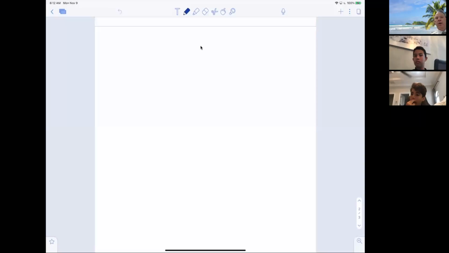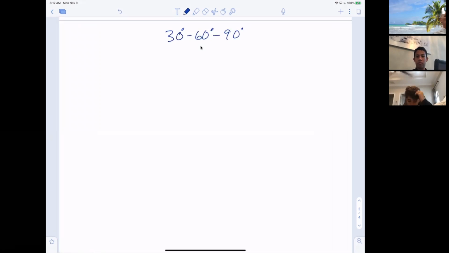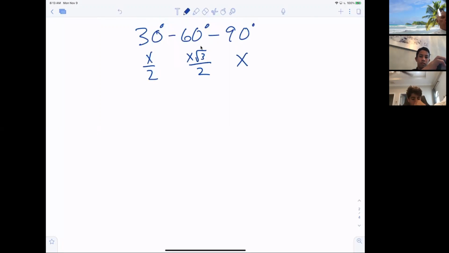All right. So today we're going to learn formulas for what's referred to as special right triangles. And we're going to start out with the 30, 60, 90-degree triangles. What I'm going to do is show you that generally they label the 90-degree side X. They label the 30-degree side X over 2. And they label the 60-degree side as X radical 3 over 2. I'm just going to show you where they came up with those numbers.